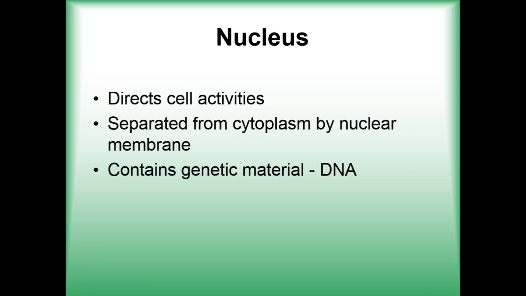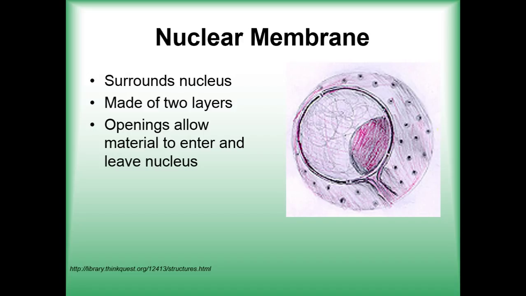All right, the nucleus directs cell activities and separates the cytoplasm by a nuclear membrane. It contains genetic material, DNA. It has a membrane around it, and it's made of 2 layers, and it only allows certain materials to enter and leave that nucleus. Mostly what we call messenger RNA, which we'll identify later this year.